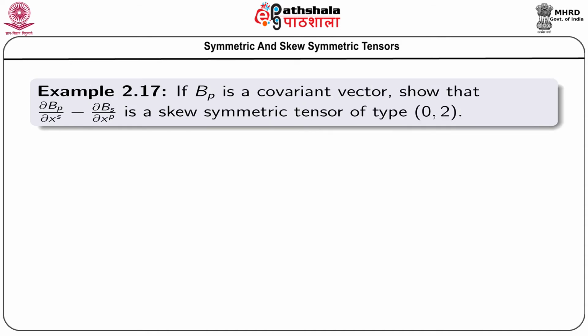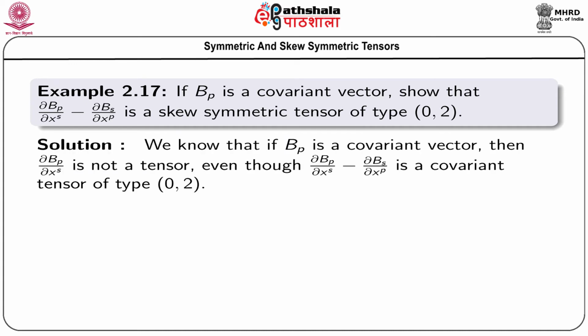Now, let us see another example: if Bp is a covariant vector, then del Bp del Xs minus del Bs del Xp is a skew symmetric tensor of type 0, 2. So, the partial derivatives of the components of a covariant vector, if we take the change of the indices, give you the skew symmetric tensor of type 0, 2. Now, let us see the solution of this example.